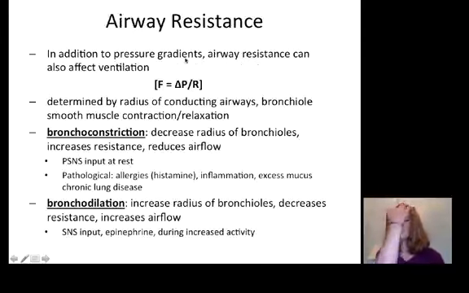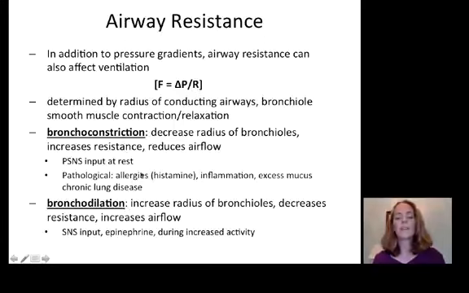In addition to pressure gradients, airway resistance can also affect ventilation. That is, if the airways are creating a lot of opposition to flow. So we talked about resistance in blood vessels, and it's the same idea. It's the same kind of fluid dynamics and the same equation. The flow depends on the change in pressure, so this high to low pressure gradient, and it can be reduced by an increase in resistance or a blockage of airflow.